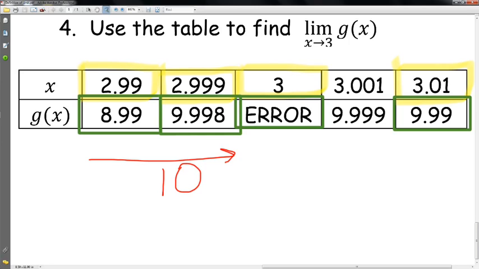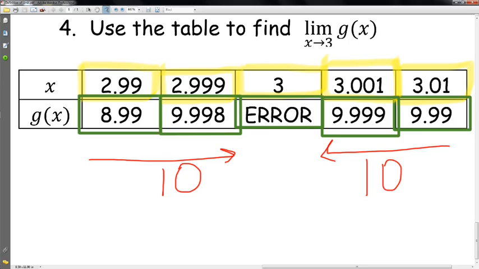As I get closer to 3.001, which is closer to 3 than 3.01, its y-coordinate is 9.9999. Well, that's pretty darn close to 10 as well. So as I approach from the right-hand side, it looks like I'm getting to 10 as well. And so the limit of g of x as x approaches 3 is equal to, in this case, 10.